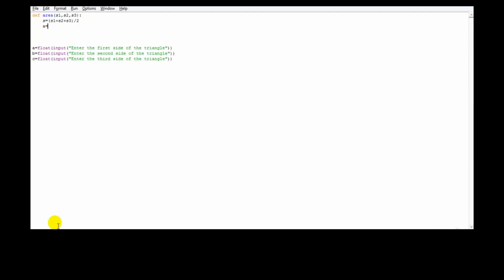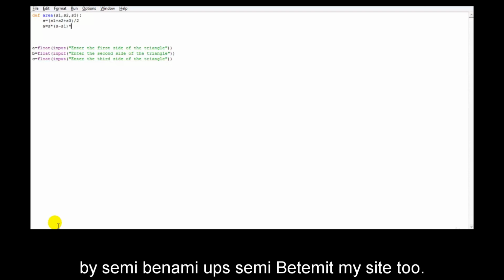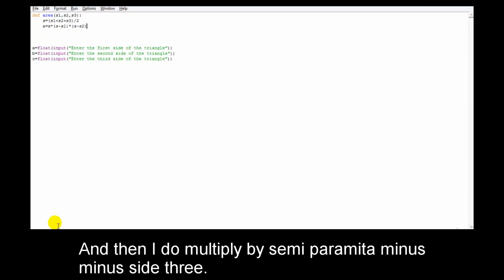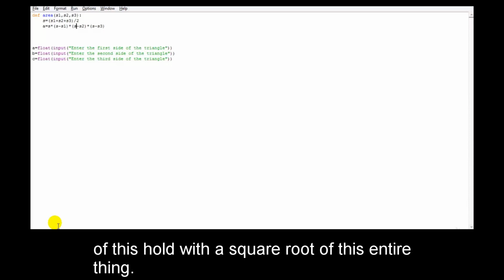That means, can I do this? First, let me just say I want semi-perimeter, that is S, multiplied by semi-perimeter minus side 1. Then multiplied by semi-perimeter minus side 2, and then multiplied by semi-perimeter minus side 3. So I have this entire thing. Now I need to take a square root of this entire thing. How do I take a square root of this?